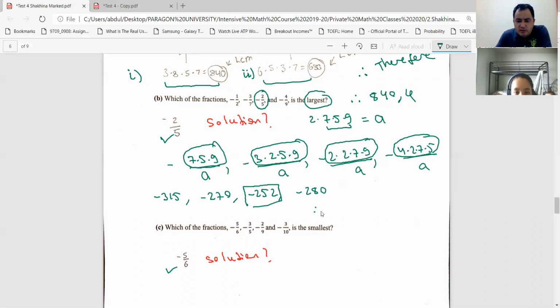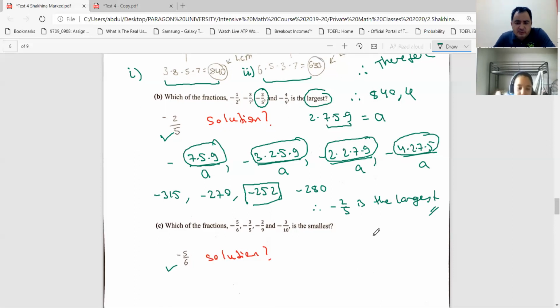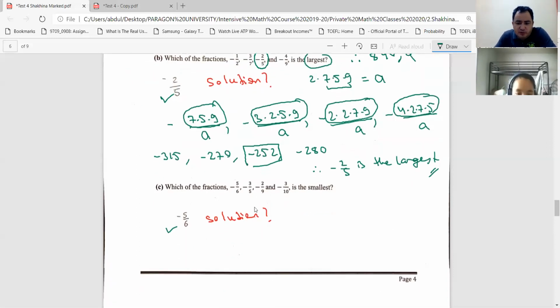So you can just write here, minus 2 over 5 is the largest. Okay, Shahina, with 3 dots and write it so I can see your final result here. In a similar way, Shahina, also actually we're supposed to do this.